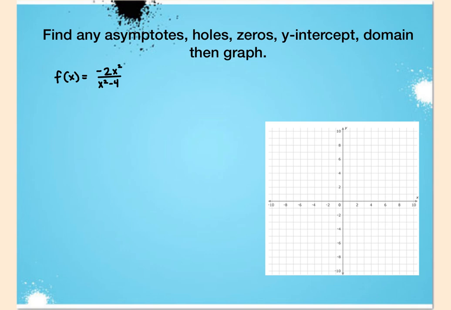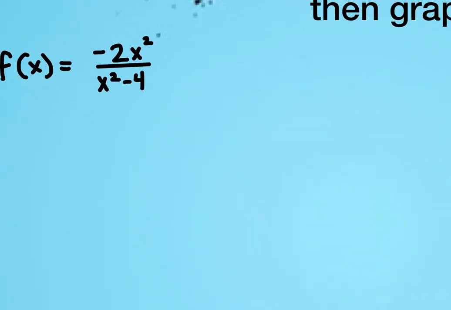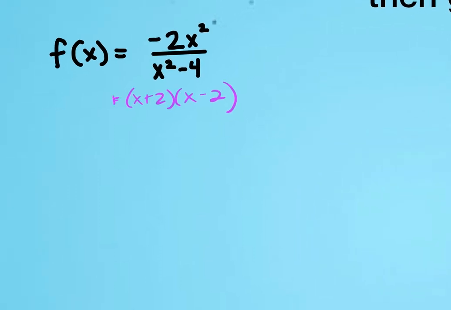So the first one, remember the order: you want to factor first. If I factor the denominator here, I get x plus 2 and x minus 2. Then I want to do the domain. So domain is the not equals, and I get domain: negative infinity to negative 2, and then negative 2 to 2, and then 2 to positive infinity.